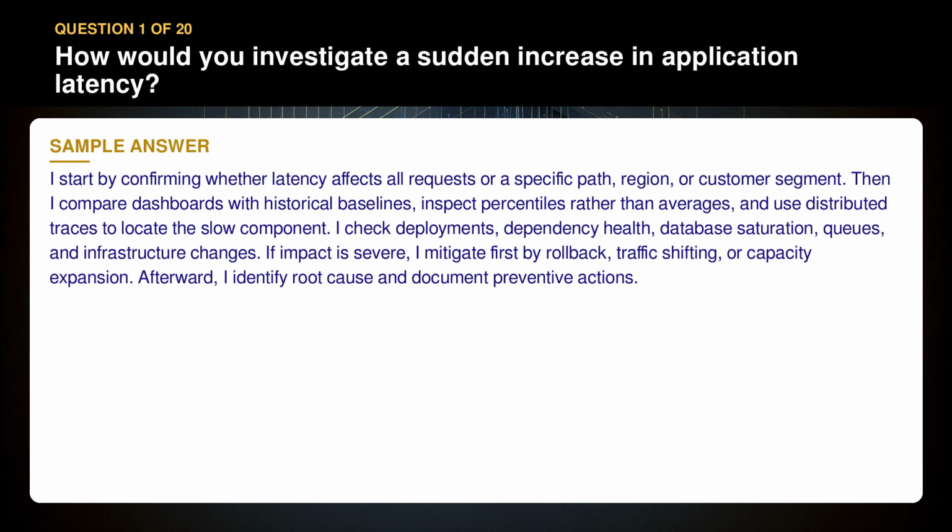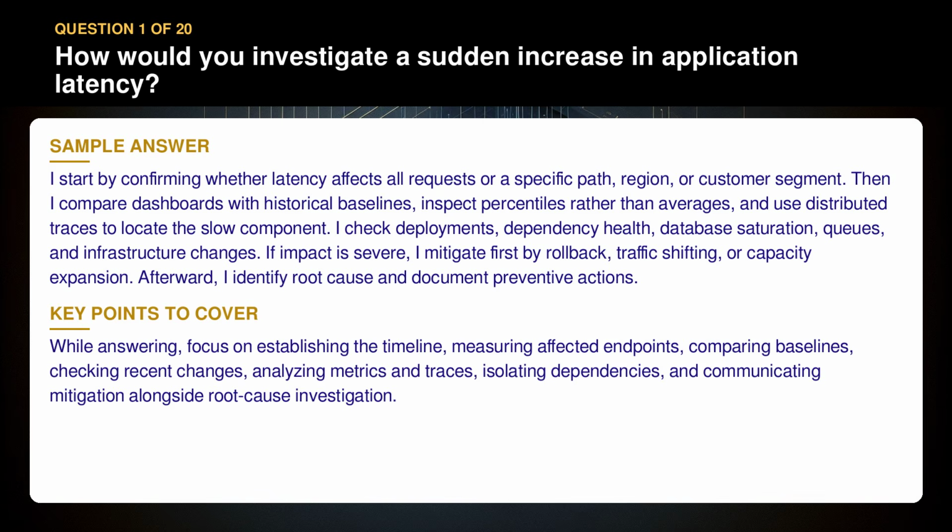If impact is severe, I mitigate first by rollback, traffic shifting, or capacity expansion. Afterward, I identify root cause and document preventive actions. While answering, focus on establishing the timeline, measuring affected endpoints, comparing baselines, checking recent changes, analyzing metrics and traces, isolating dependencies, and communicating mitigation alongside root cause investigation.